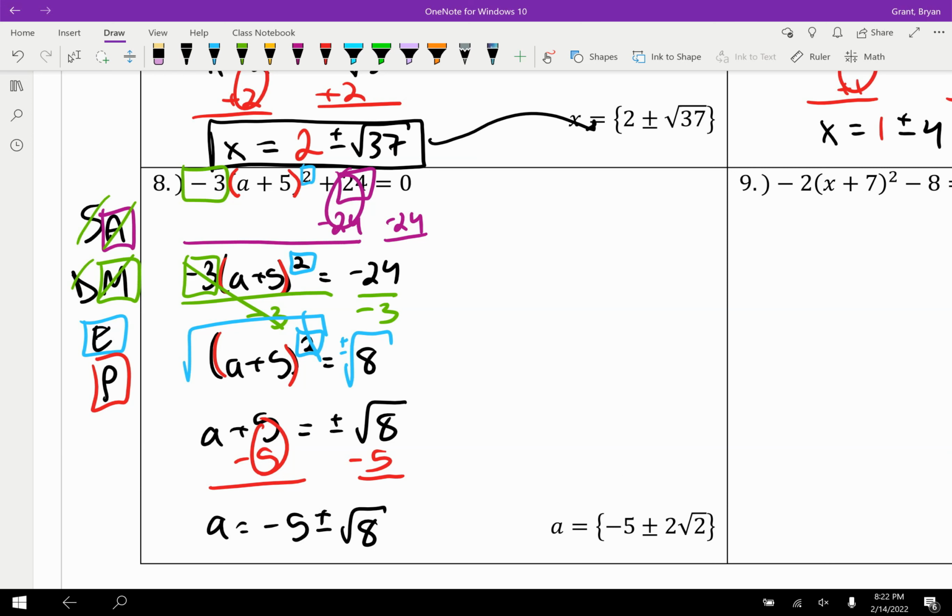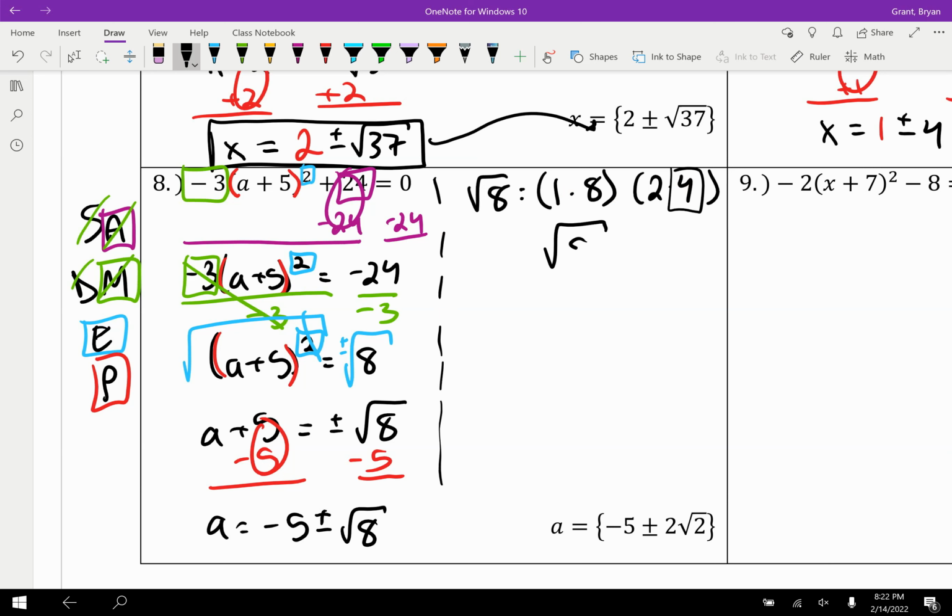And the reason is because we do need to simplify or reduce or break down that square root. The way we could check that is we look for the factors, 1 times 8, 2 times 4, and that 4 is a perfect square. That means we're going to be able to break down the square root of 8. And I'll give you the other method we learned a few classes ago, actually last class.